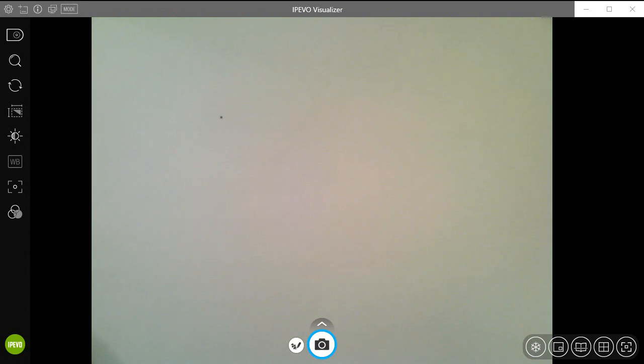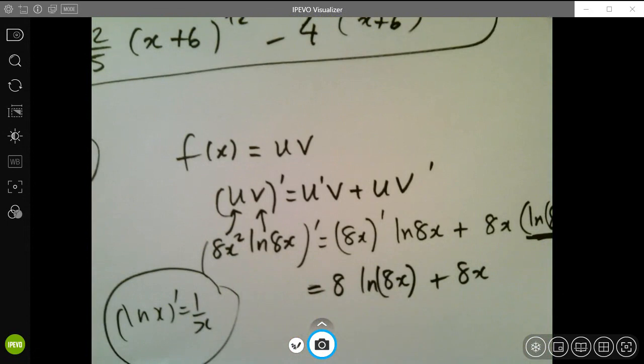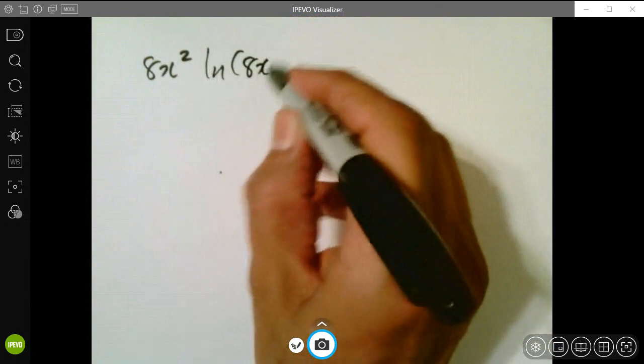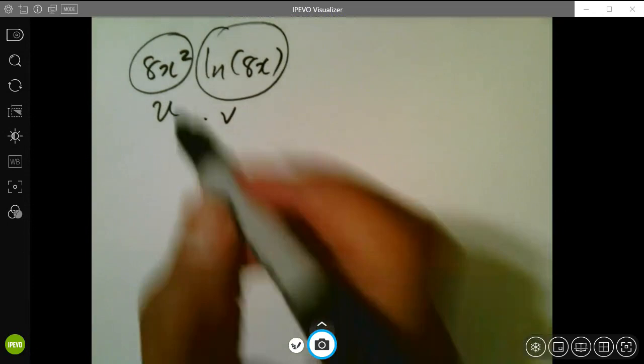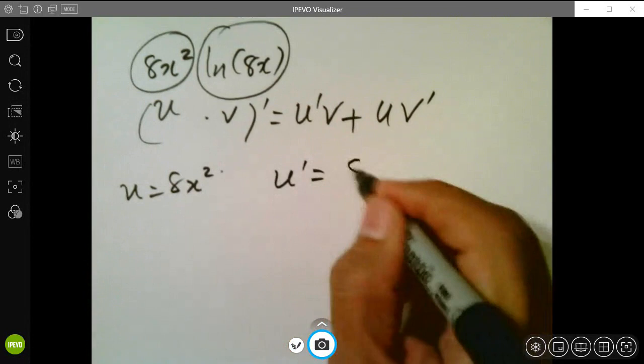Yeah, I might be wrong here, actually. We don't have 8x, here we actually have 8x squared. Let me go back: we have 8x squared times ln of 8x. Okay, this is u, and you want to take the derivative: u prime v plus u v prime. So what is u? U is 8x squared, so u prime is 8 times 2x, which is 16x.